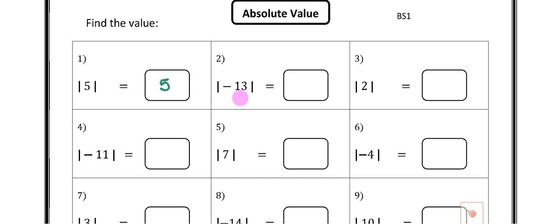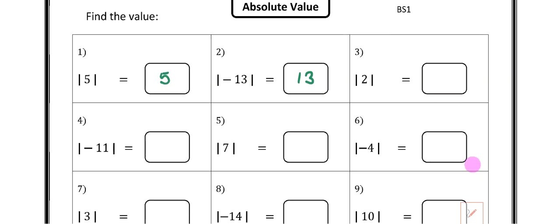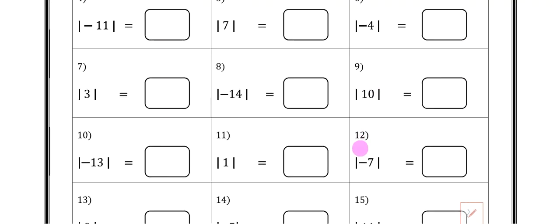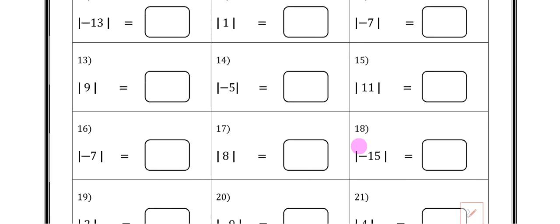And then we look at the absolute value of negative 13 is 13. This is why people say, oh, you just write the number down without the negatives. Okay. All right, so that first sheet is really something you should be able to rattle through.